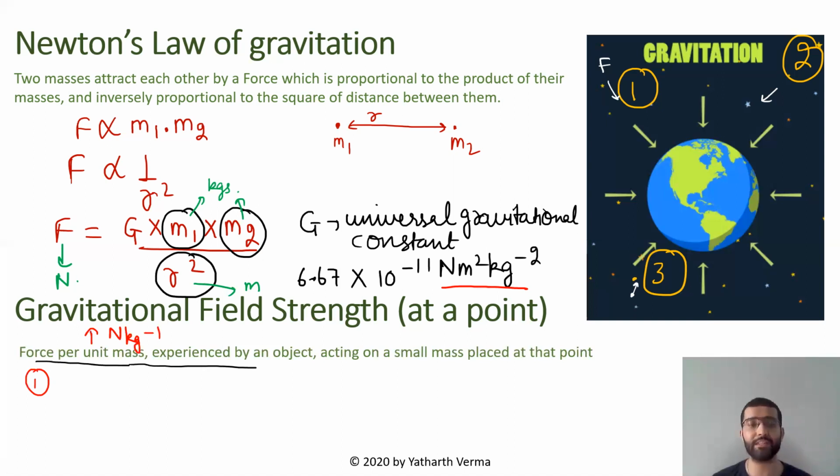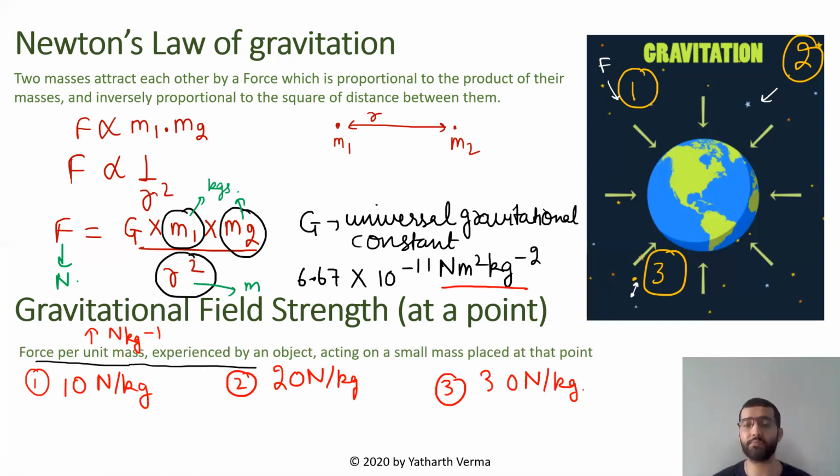Suppose I am given that at point number 1, the strength is 10 newtons per kg. Point number 2, the strength is 20 newtons per kg. Point number 3, the gravitational field strength is 30 newtons per kg. Now, what does this mean? This means something really cool, I would say. For any mass I keep at point 1, every kg will be pulled by a force of 10 newtons. For point number 2, every kg is pulled by 20 newtons. Point number 3, every kg is pulled by 30 newtons.